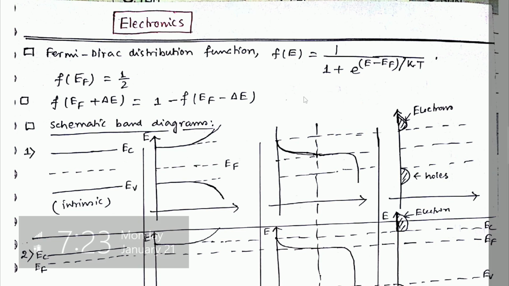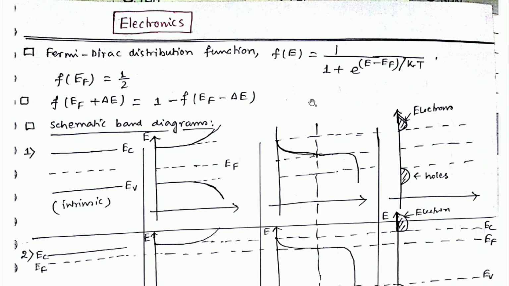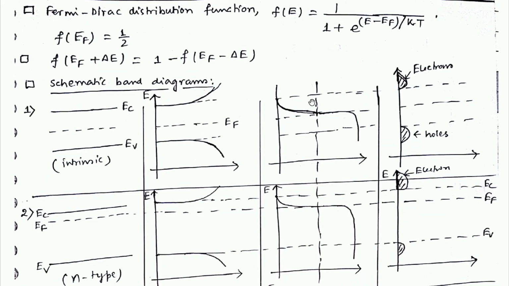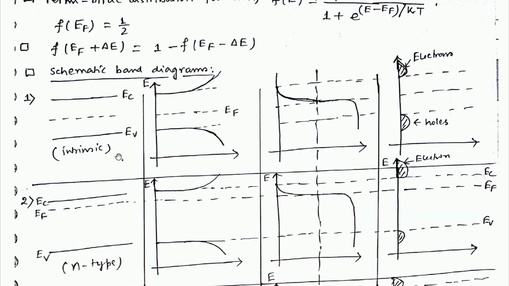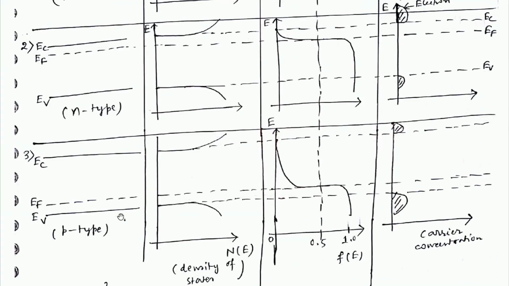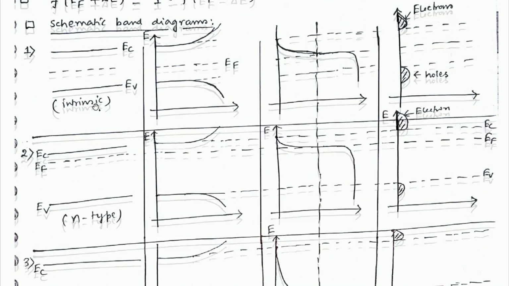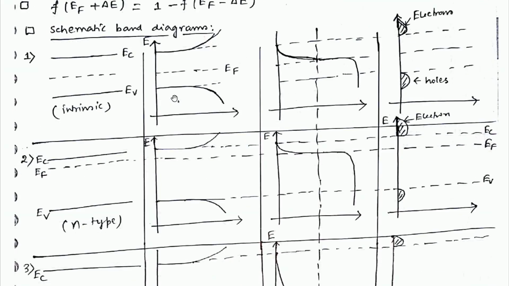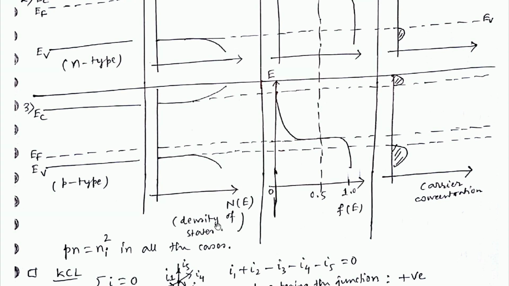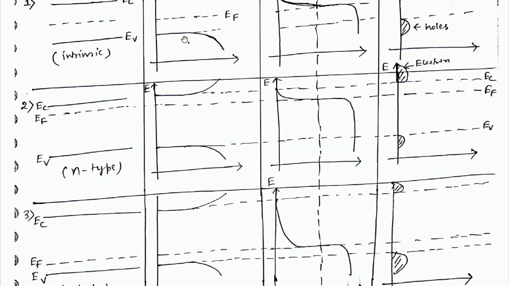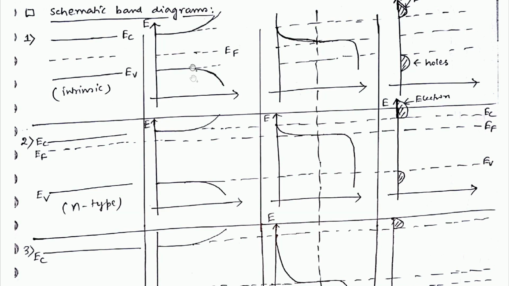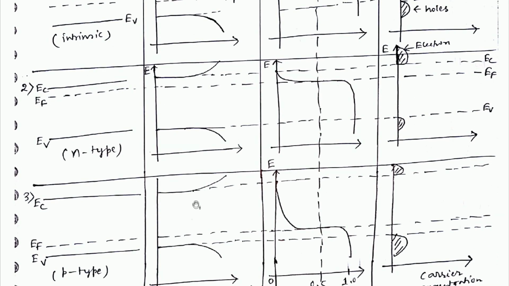Now here I have shown you some graphs. These are schematic band diagrams. The left one is for intrinsic, with EC, EV, and this is the Fermi level, and other plots have been shown. This is the band diagram of p-type, n-type and intrinsic semiconductor, and this is the energy density of states along the x-axis, with energy plotted along the y-axis. This is for intrinsic, this is for n-type, this is for p-type.